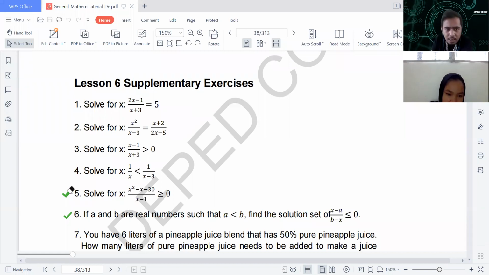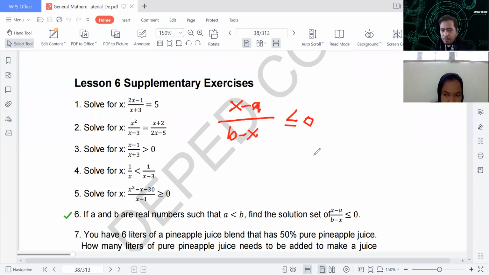So in number 6, as you can see, if A and B are real numbers such that A is less than B, find the solution set of this one. So it's a little bit tricky, right? So (x minus A) over (B minus x) is less than or equal to 0. What we can do here, as your assumption stated, is that A must be less than B.